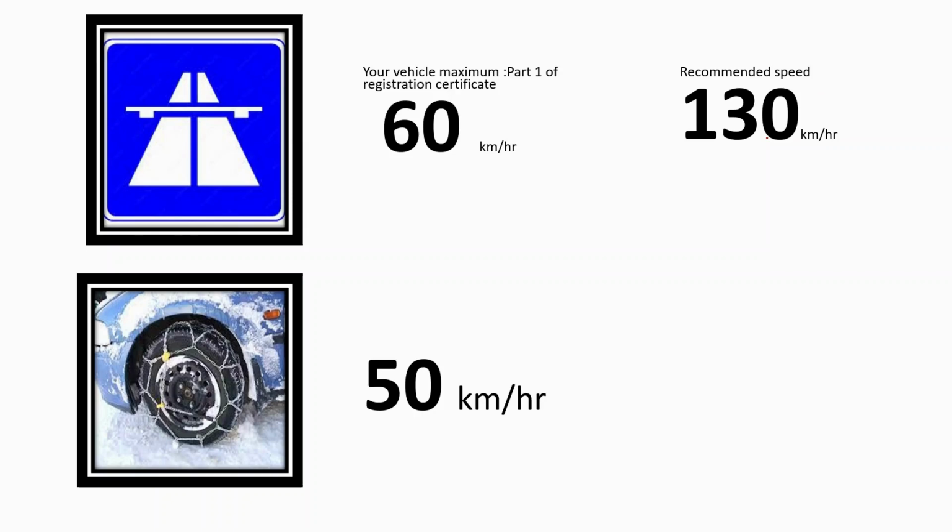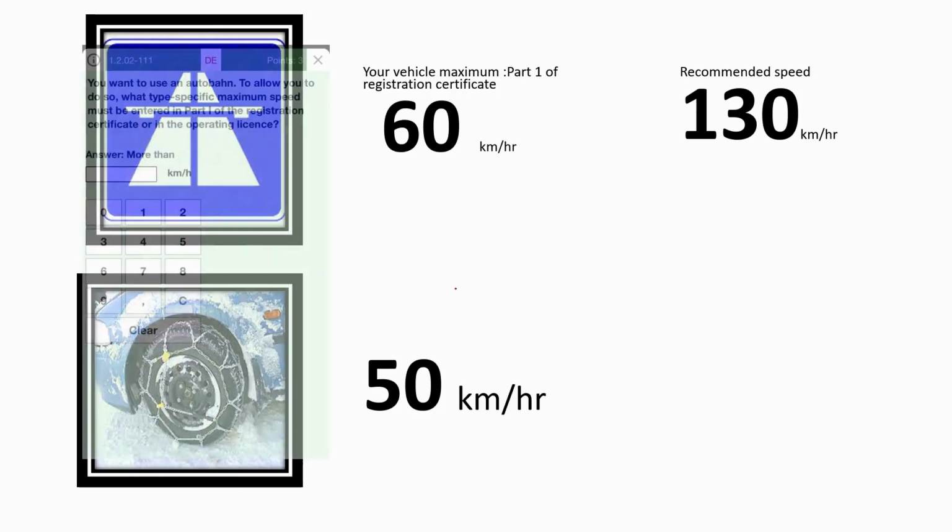Of course, there will be speed limiting signs which would limit the speed, but if there are no speed limits, the recommended speed is 130. Of course, you can go above that, but it is recommended to be at 130. And in areas where there is heavy snow and where cars with snow chains are recommended, there the maximum speed limit is 50 km per hour. So take a note of that, and now let's look at a few questions.